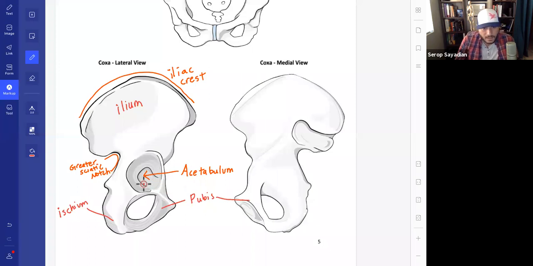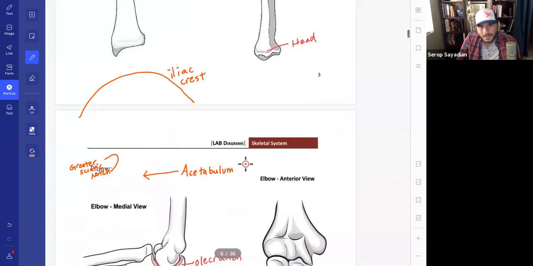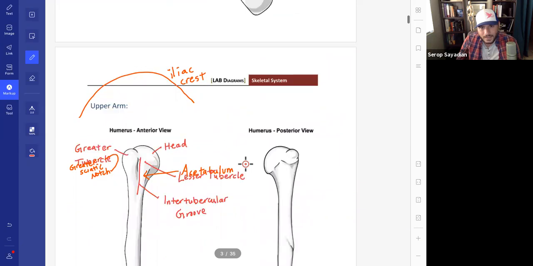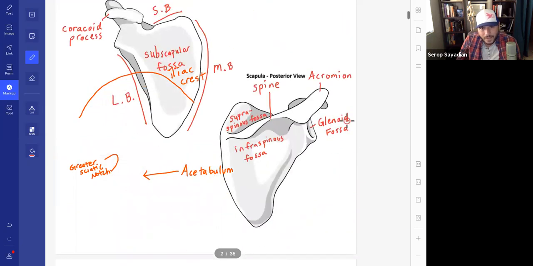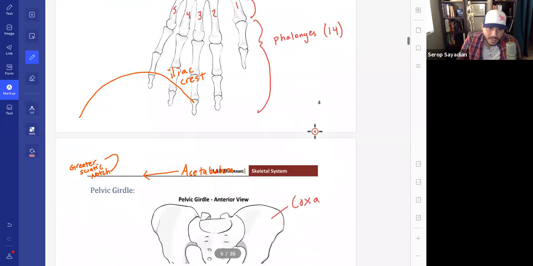Okay, this is the socket for the femur. Who remembers what the socket for the shoulder was called? What was the socket that the arm bone fit into? The glenoid fossa. Very good. Okay, so in the femur, it's the acetabulum.